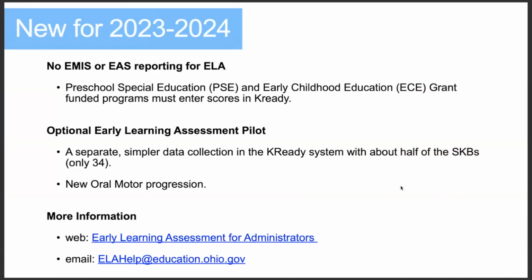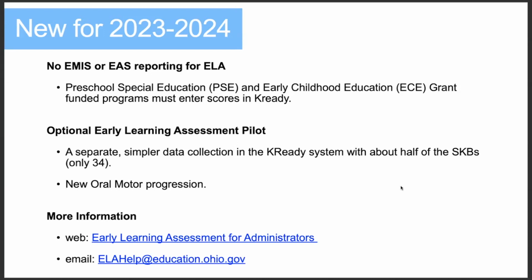For the 2023-24 school year, any program using the Early Learning Assessment, ELA, as part of the requirements for Early Childhood Education Grant, ECE, and/or the preschool special education, PSE, funded children must enter all student ratings in the Ready for Kindergarten online KReady system. Programs will not report ELA results in EMIS or EAS as they have in previous years. So that's a big change this year from the prior years.